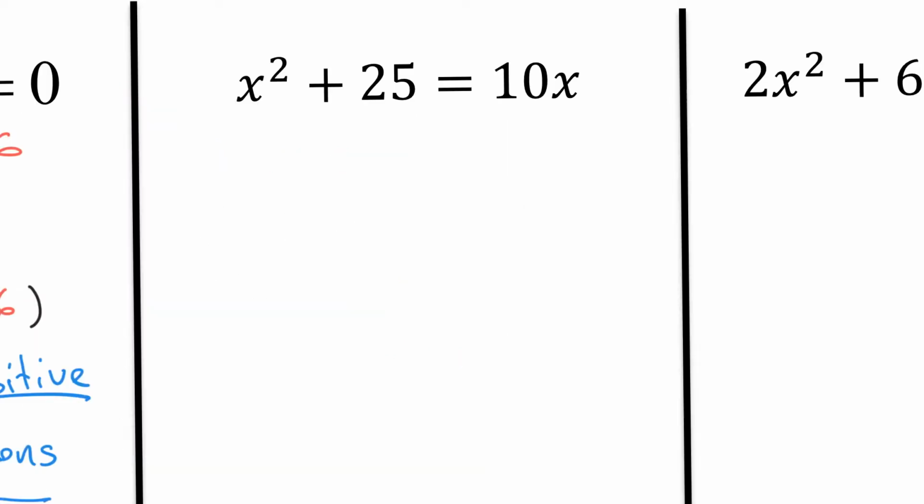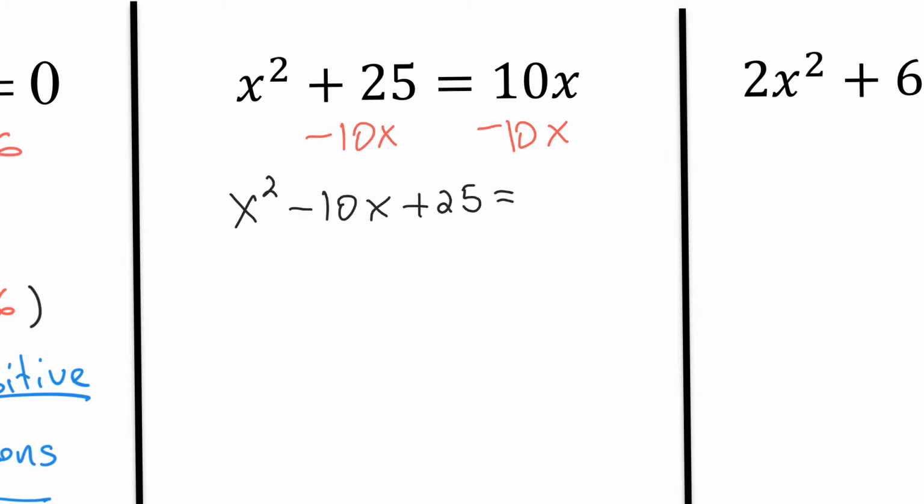Now this one here, we don't have everything equal to 0. So what I have to do is get that 10x to the other side. So I'm going to do the opposite. That is a positive 10x, so I'm going to subtract. Minus is the opposite of plus. So subtract 10x from both sides. You guys subtract. So I'm going to have x squared minus 10x plus 25 equal to 0.